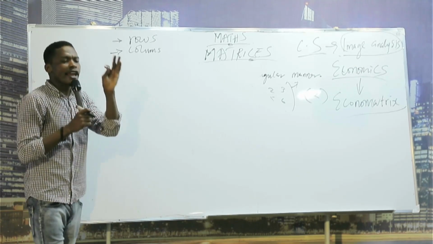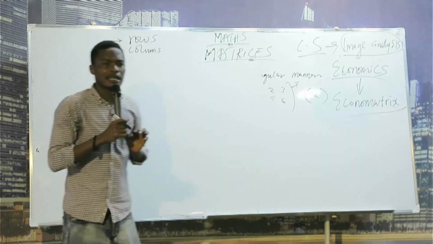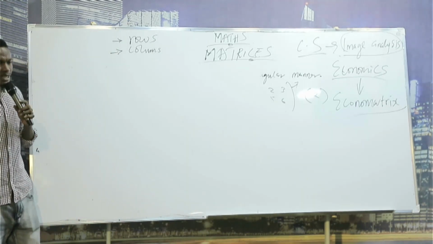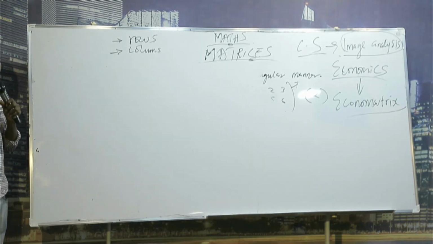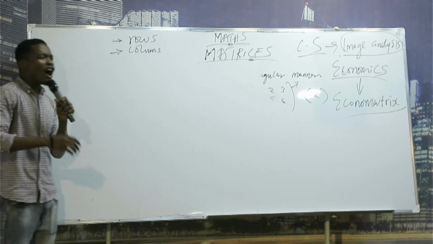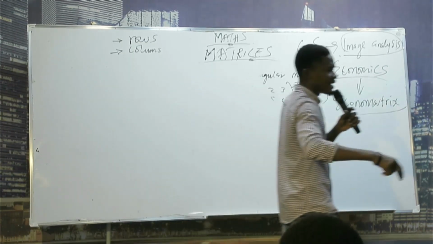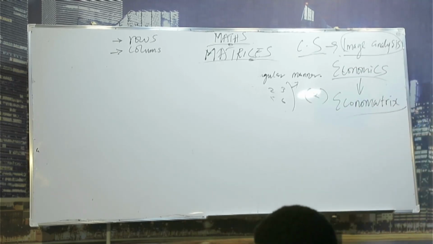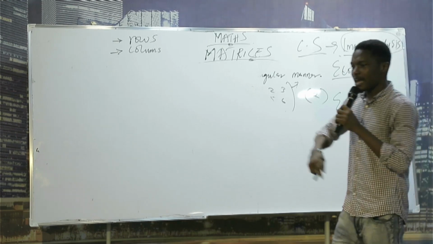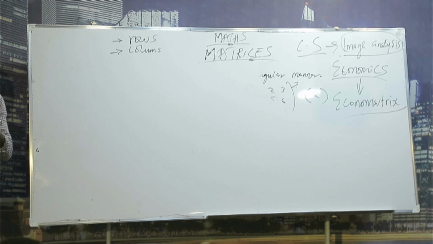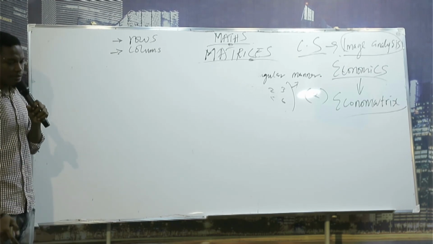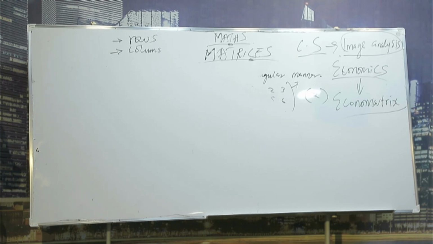The order of a matrix simply means how many rows and columns the matrix has. Have you written it?